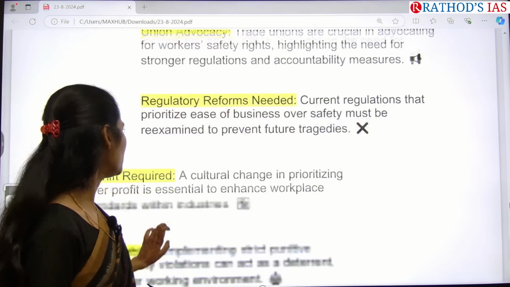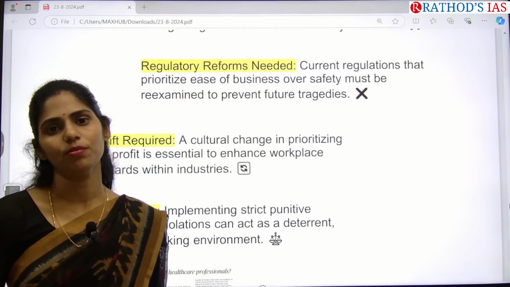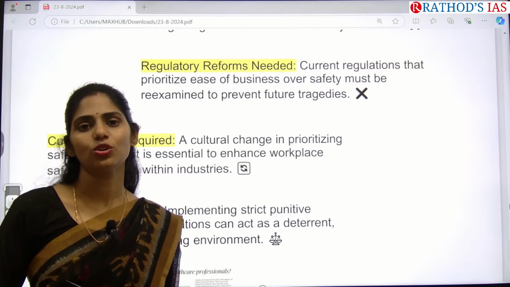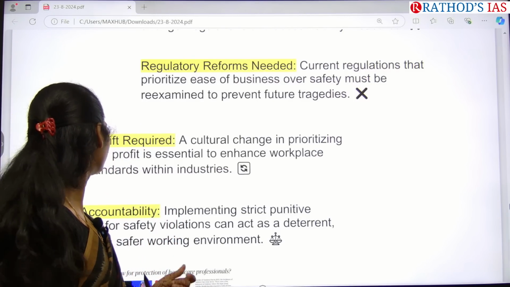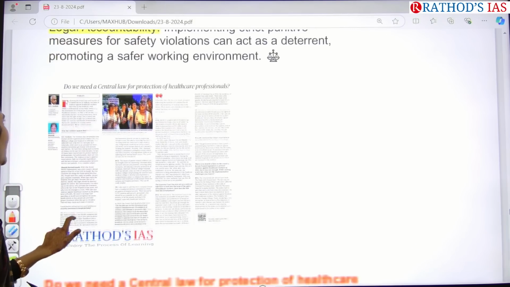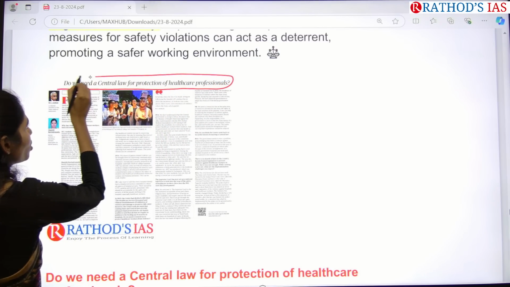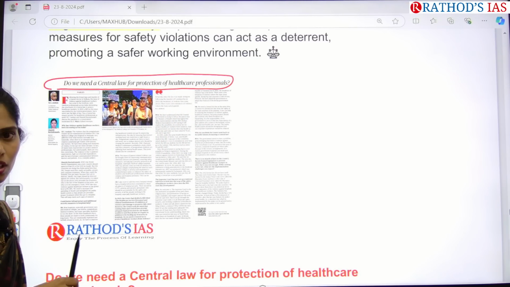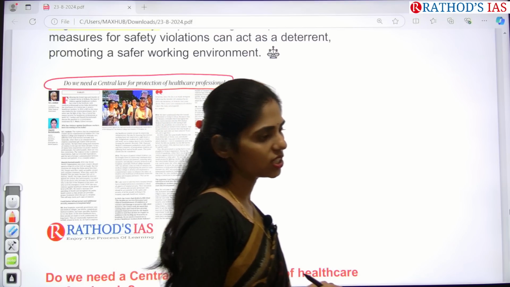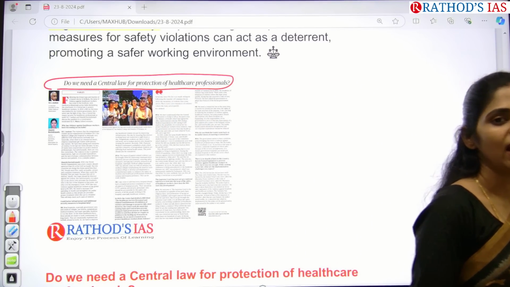And the next one here is that we need some reforms so that we can at least try to stop future accidents. Okay, clear? And see this article: do we need a central law for protection of healthcare professionals? So recently, you know about this Arjikar incident. So apart from that, what happened?